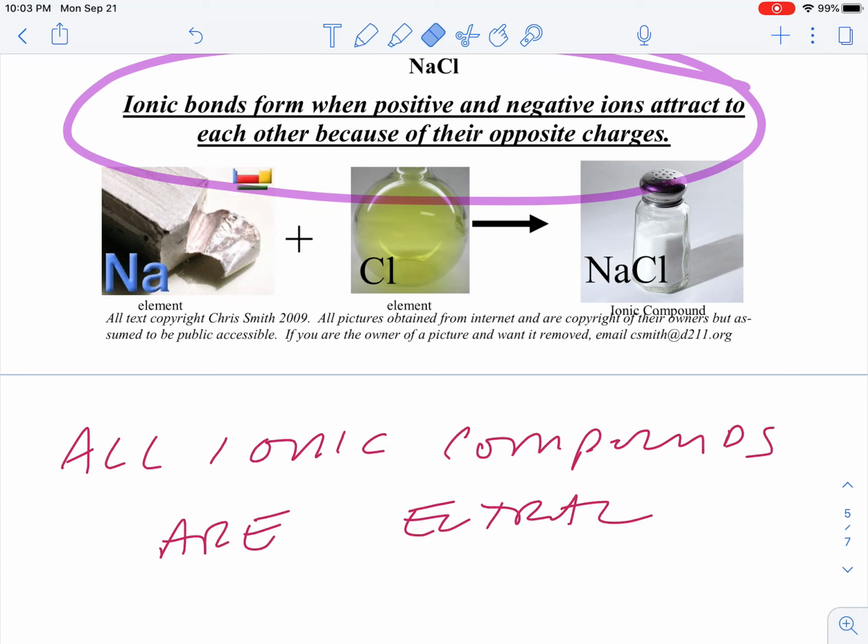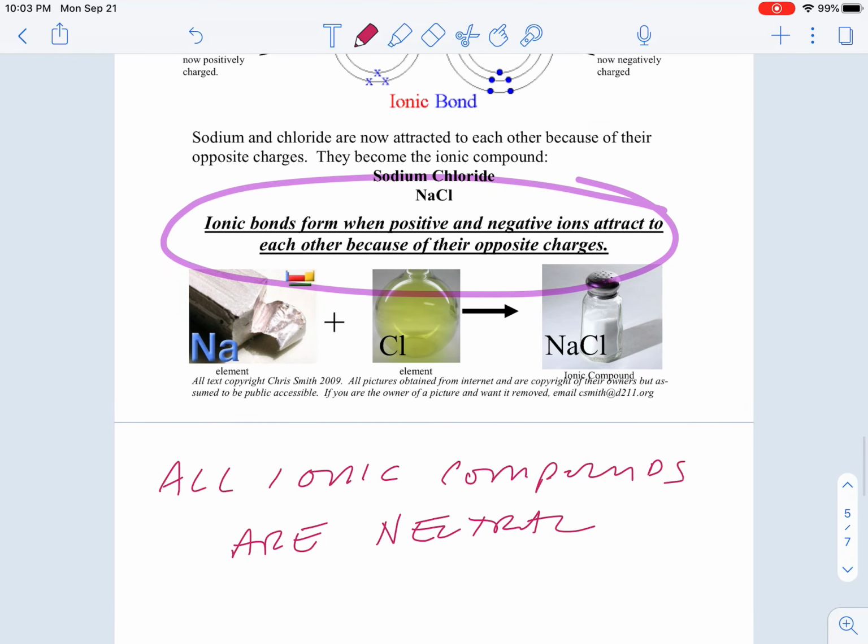Now we will get into more intricate compounds where you have more than two ions in play. But right now, what you have to understand is that you have a cation, an anion, positive, negative. They have charges. Those charges attract each other, and then those charges neutralize each other. So every ionic compound is neutral. All right, so we'll go over some of that stuff in the near future.